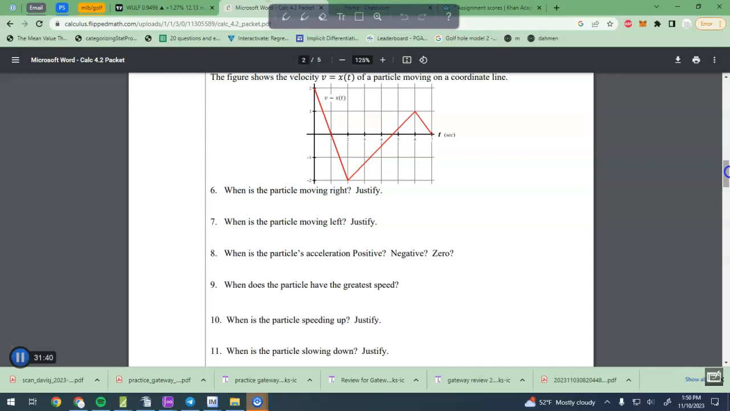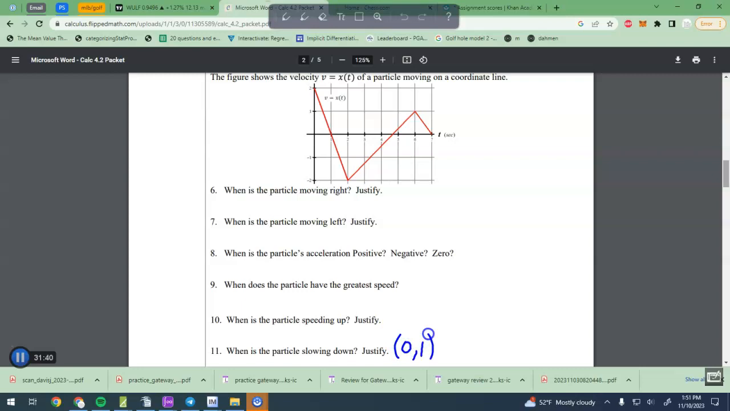Easiest way to do it is probably use that speed graph I just drew, but I'd rather talk through it to try to explain. When is the particle speeding up? In this stretch, is my velocity positive or negative? Positive, because we're above the axis. Is my acceleration positive or negative? Negative, because we have a negative slope. So they're opposites, so we're slowing down between 0 and 1.